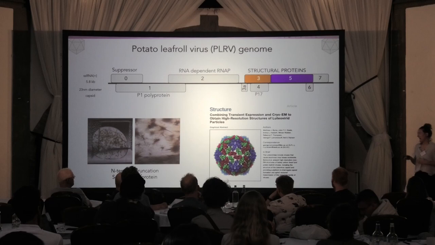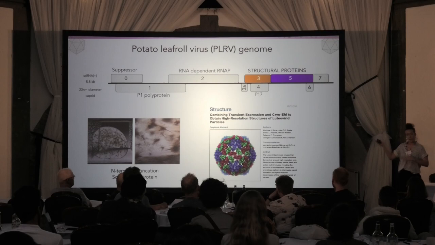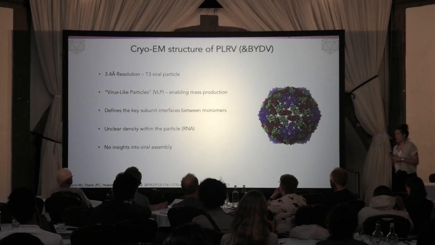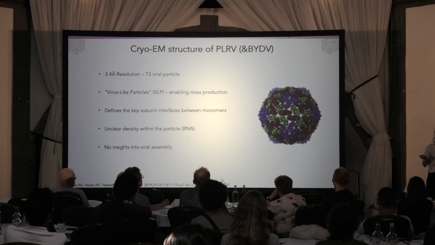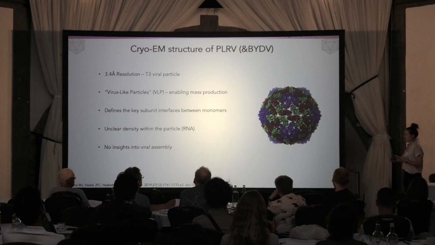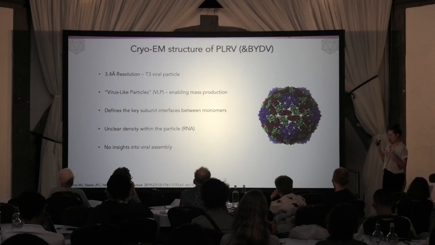A group out of Leeds, Neil Ranson and George Lomonossoff, who I now have the pleasure of working right next door to at the John Innes Centre, solved the cryo-EM structure to 3.4 angstrom resolution and showed that it is a T3 viral particle. They were able to get over the issue of this virus being phloem limited by making virus-like particles, basically empty viral particles, and this enabled mass production of the virus for cryo-EM. They observed some unclear density in the particle, which they believed to be RNA, but it offered no insight into viral assembly.